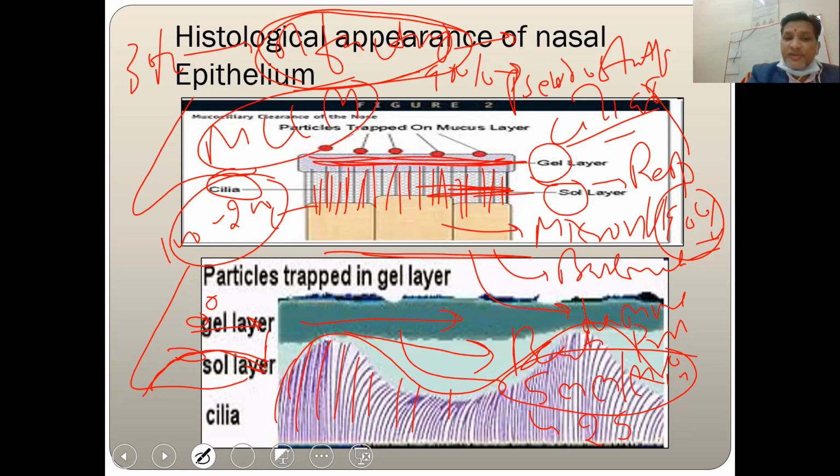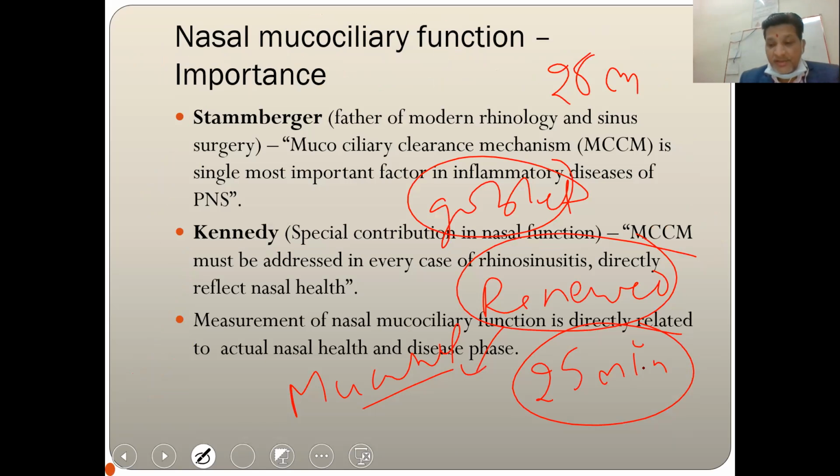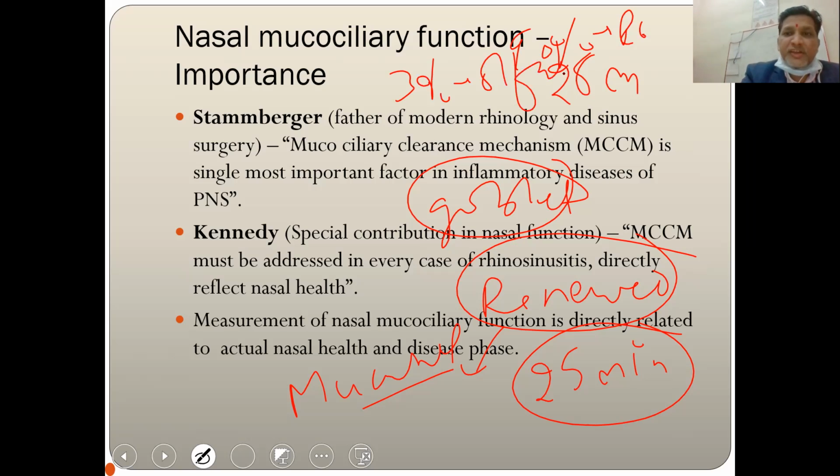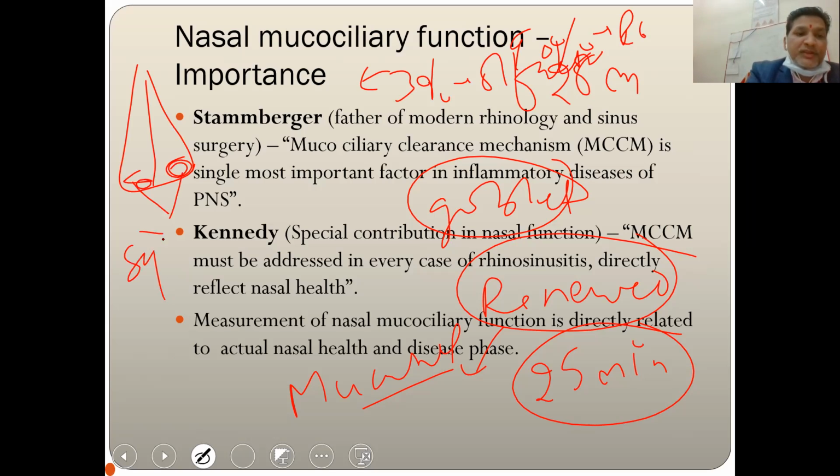And this constant beating of the cilia is the single most important thing responsible for nasal health. So in the beginning, let me say that there are three types of epithelium in the nasal cavity. 90% is respiratory epithelium, about 3% is olfactory epithelium, and the rest, especially in the anterior part of the nasal cavity in the vestibule, is squamous epithelium.